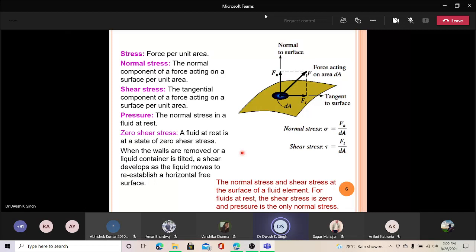When your fluid is at rest, basically what this is trying to say is that there will be no shear stress. The only stress is the pressure, which is basically a normal stress. Meaning pressure is a normal stress in the case of rest.